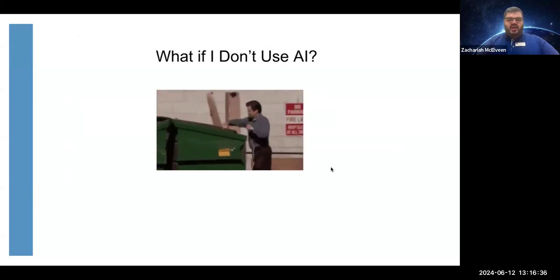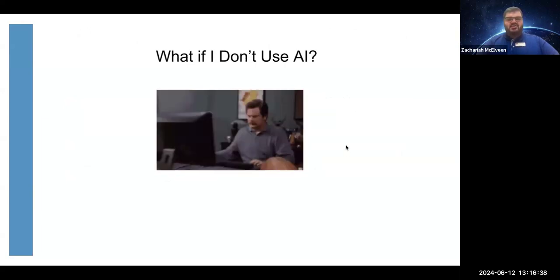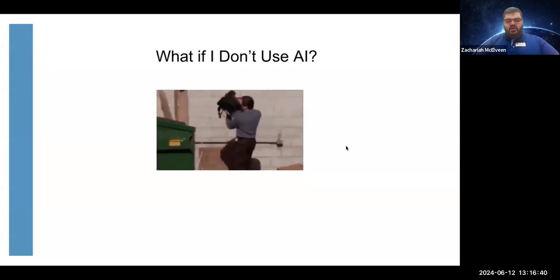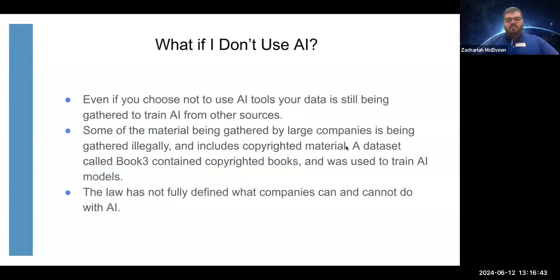So what if we say, well, I don't like AI. This seems like it's more trouble than it's worth. I don't really want to interact with it. That's not really an option, unfortunately, because even if you're not using AI tools, your data is still being collected from other sources. So some of the material that's being gathered by large companies is being gathered illegally, and it includes copyrighted material. As an example, there's a data set called Books3 that contained copyrighted books, and it was used to train AI models.